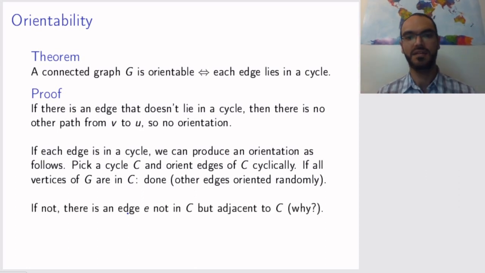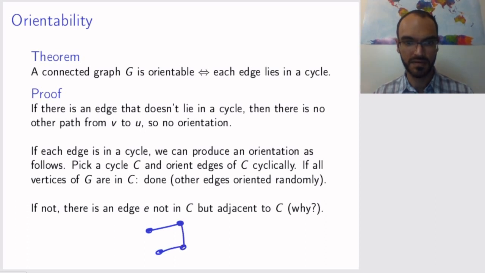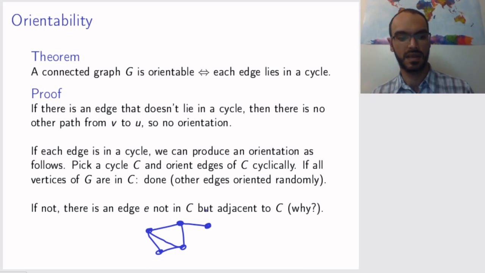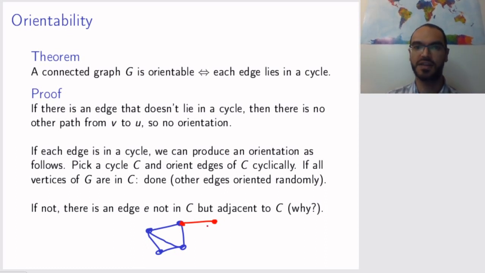If not, then there is an edge that is not in C, but adjacent to C. So why is that? Well, your graph is connected, right? So if your graph looked like that, and this was not all vertices, you have some other vertex, but then you have an edge that goes to that vertex. Let's color this edge in a different color. There. But then this edge lies in a cycle because we're assuming each edge lies in a cycle.